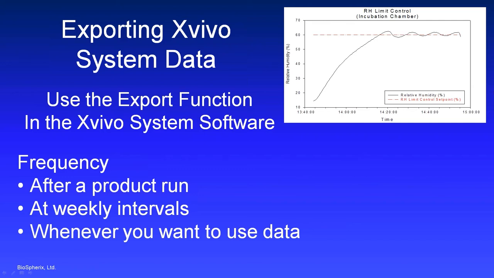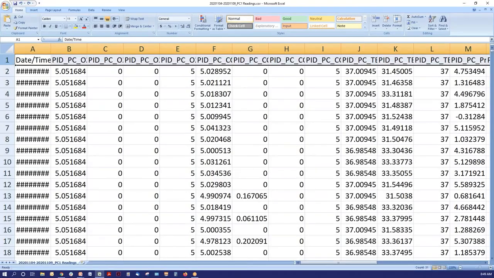And we'll export data after a big experiment, after a big product run, for producing cells or tissues. We'll export that data after the cells or tissues are done. Or we'll do it at weekly intervals. We don't like to let it go longer than about a week before exporting this data. And this is what that data looks like when you export it as a CSV file and open it up in Excel.